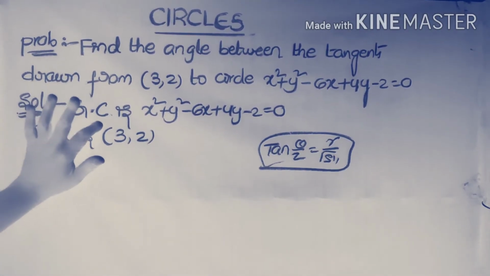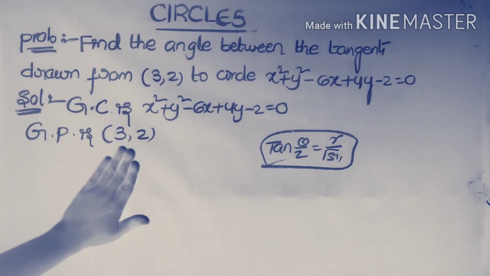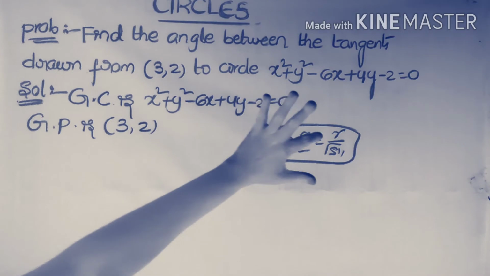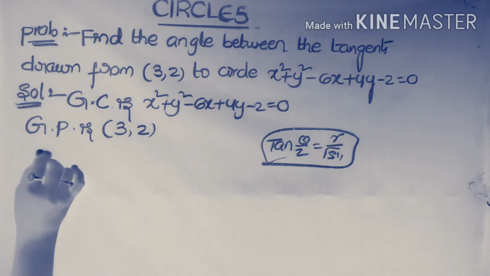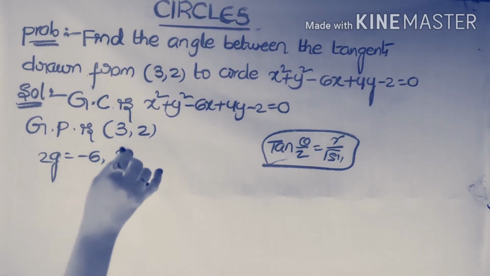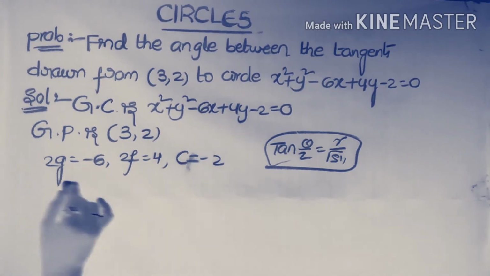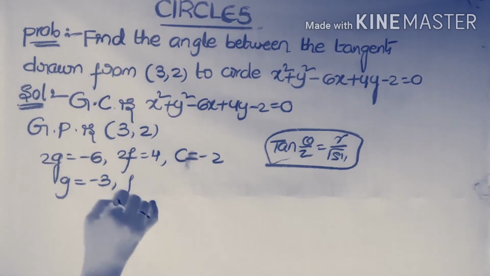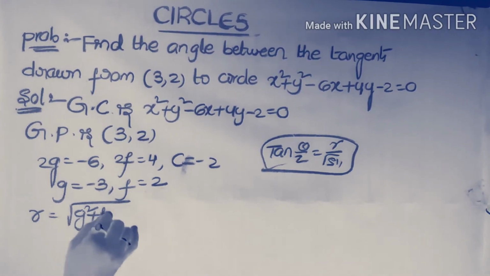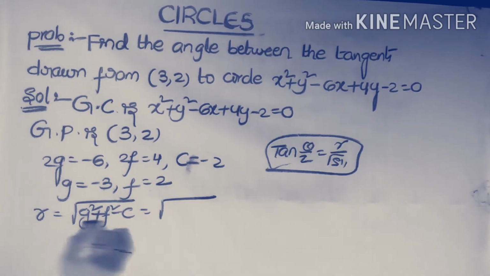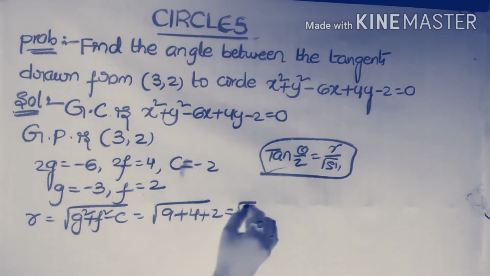So first we take the given circle x square plus y square minus 6x plus 4y minus 2 is equal to 0, and the given point is (3, 2). So first we calculate the values of R and root S11. To find the value of radius, here 2g is equal to minus 6, 2f is equal to 4, c is equal to minus 2. That is g is equal to minus 3, f is equal to 2. Therefore radius R is equal to square root of g square plus f square minus c. That is 9 plus 4 minus of minus 2, which is equal to root 15.